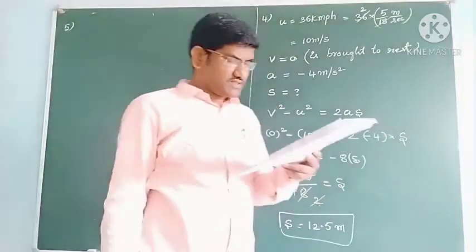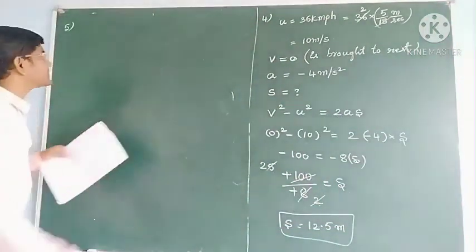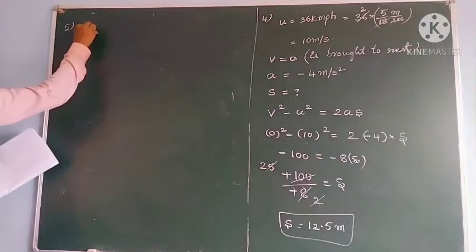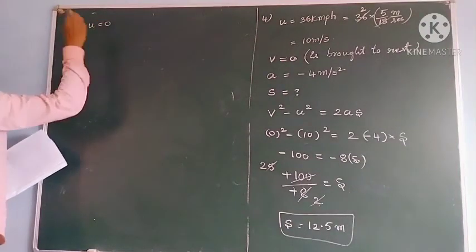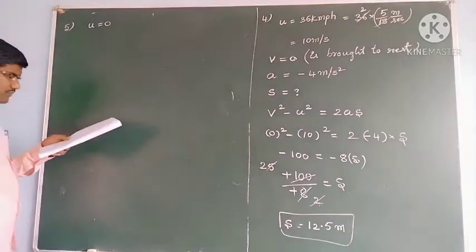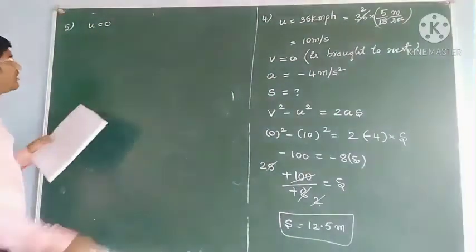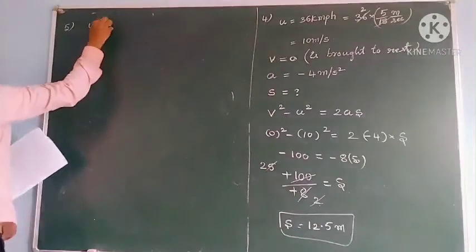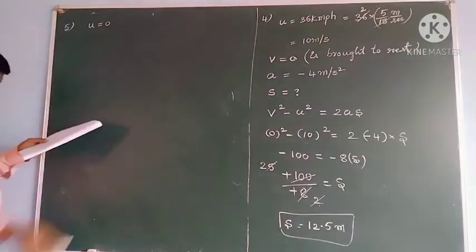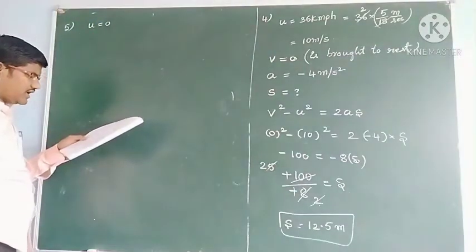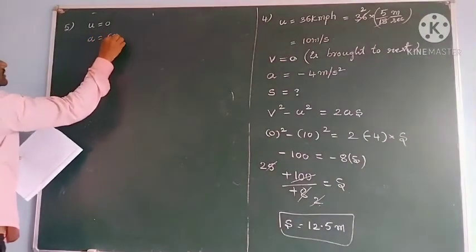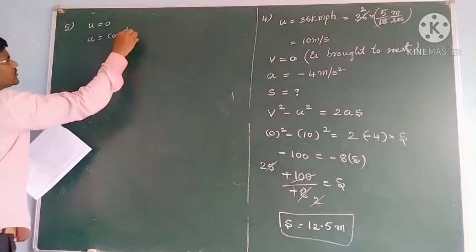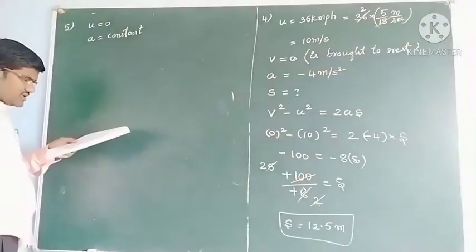Okay students, next problem, a body starts from rest. So an object starts from rest, so u is 0, okay, and moving along a straight line with uniform acceleration. An object starts from rest, moving along a straight line with uniform acceleration, so means a is constant. So in that straight line path a is constant.